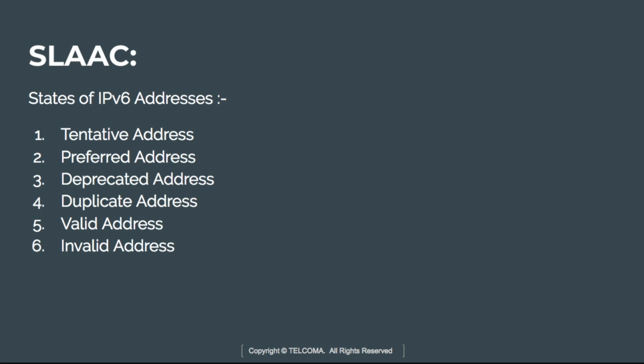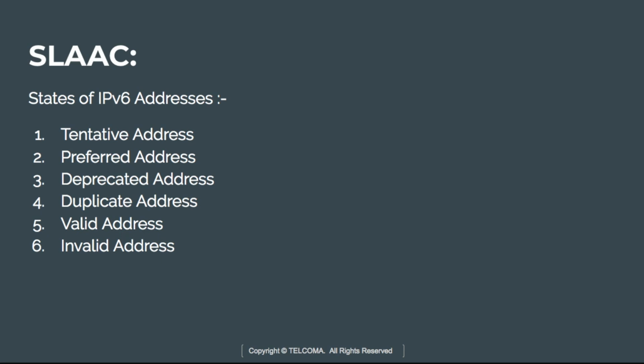Now we will discuss the states of IPv6 addresses. There are 6 states: tentative address, preferred address, deprecated address, duplicate address, valid address, and the last one is invalid address. The first one is the tentative address.